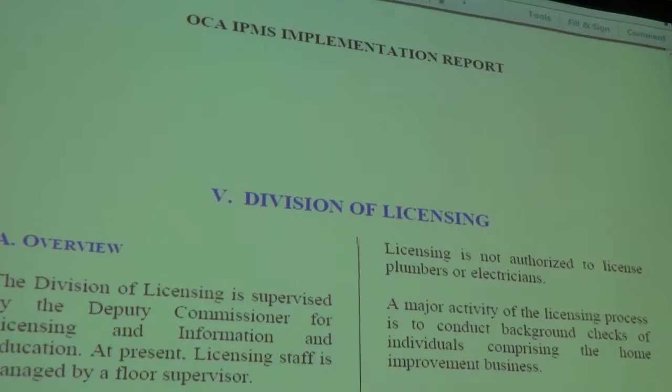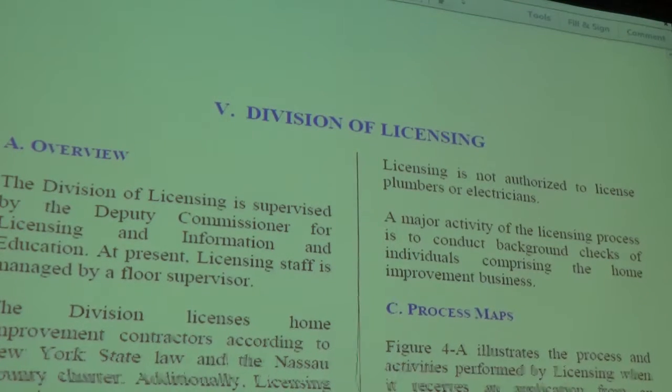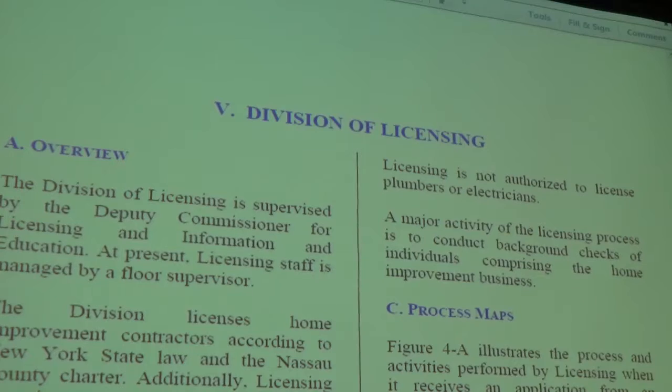Now for the division of licensing, this all has to do with program improvement, modifying programs. Again, the reason why you undertake an assessment is to make program modifications to improve the service delivery to clients. In this case, we did a comprehensive process-oriented assessment for the Office of Consumer Affairs. We looked at every division. And we did so because we wanted to find out what were the cross-cutting issues for the whole entire organization.